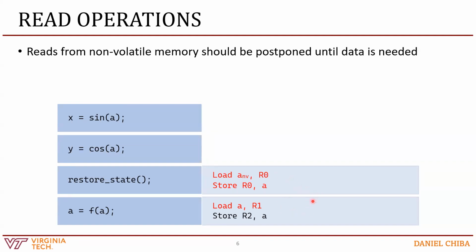So again, these operations are redundant. So what ALFRED does is it'll load A from non-volatile memory when it is needed, during its first use within the computation interval. And so once again, if you do this for all your variables, your restore operation only needs to restore registers.